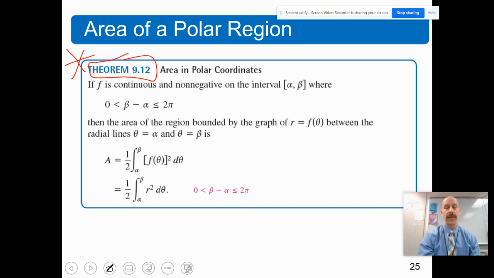This is a very important theorem. This is how you find the area in polar coordinates. So the formula is area equals 1/2 times the integral from alpha to beta of f of theta, quantity squared, d theta. So that looks very similar to what we've done in the past, but notice that there's no pi involved here. Okay, there's no pi involved here.